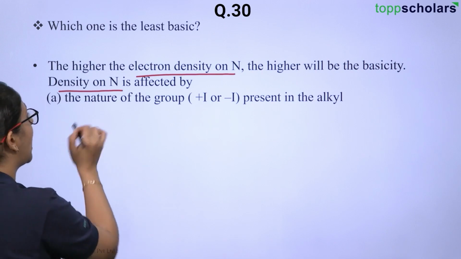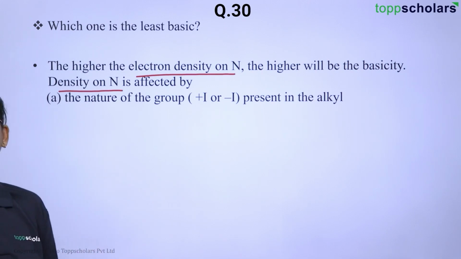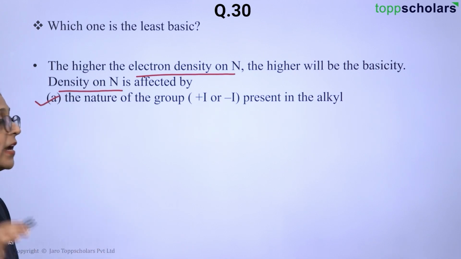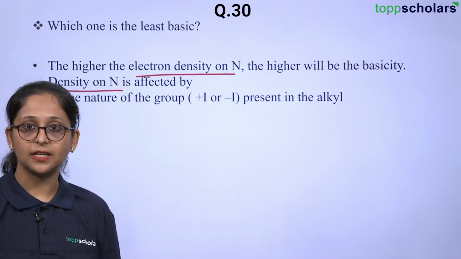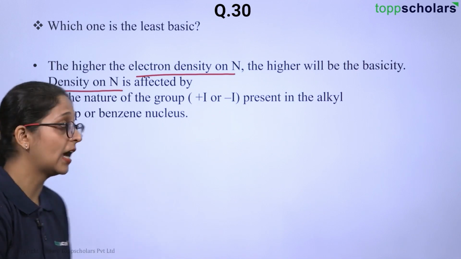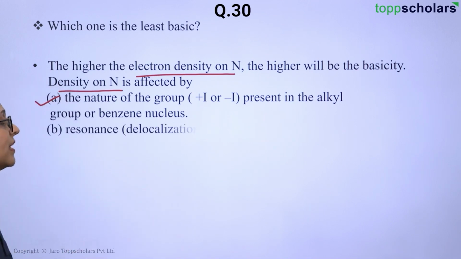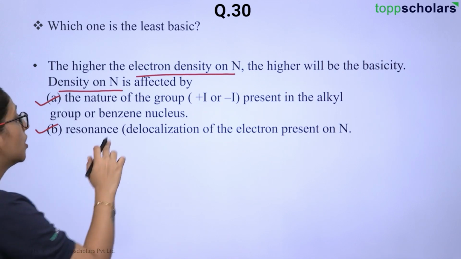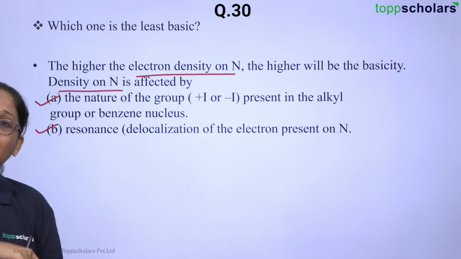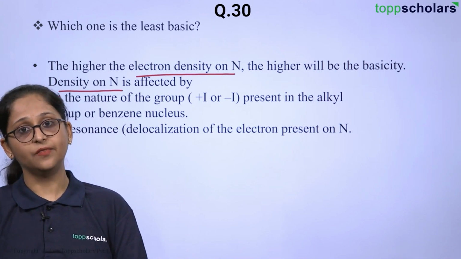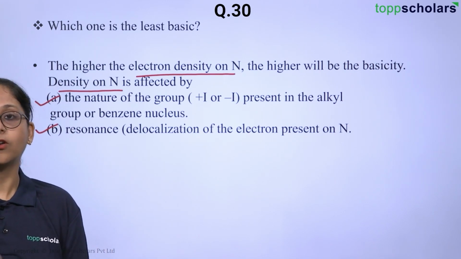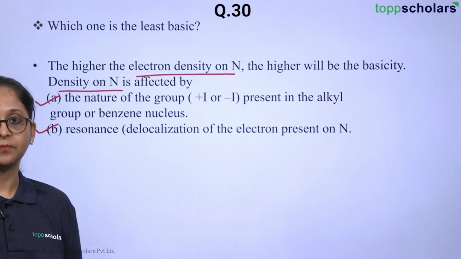We have various ways in which the density on N can be affected. One is the nature of the group, that is +I or -I effect present in the alkyl group or the benzene ring. Then we have resonance. The delocalization of the electron pair present on the N is also going to affect the density on the N.